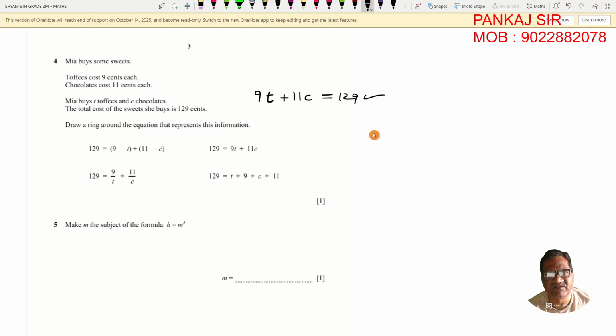So this is the equation for this information. Out of this, I think this matches. So draw a ring. I think 9T plus 11C equal to 129 is the right answer.